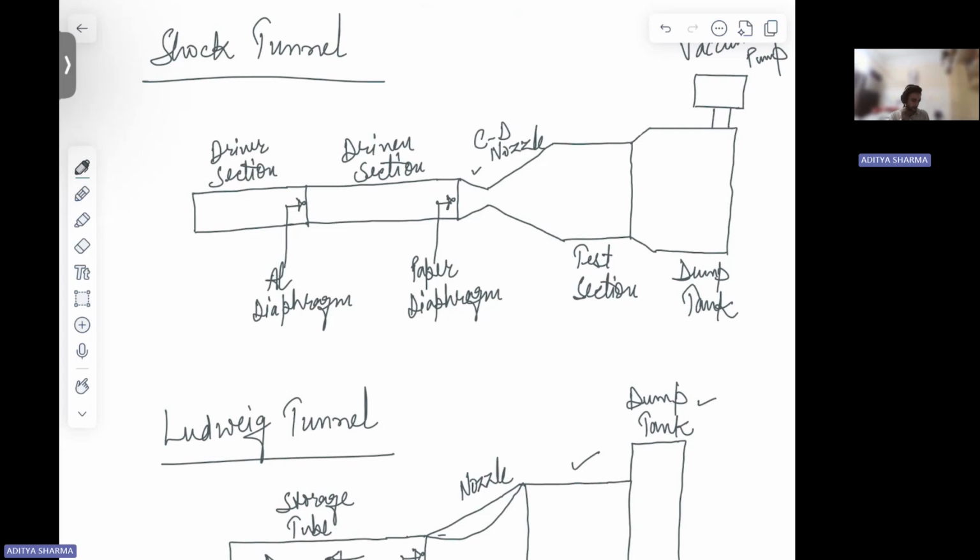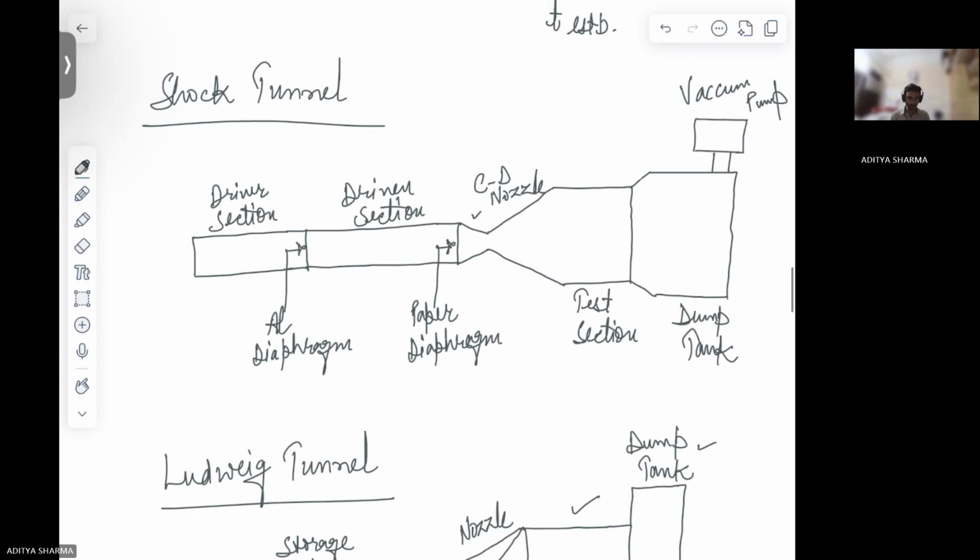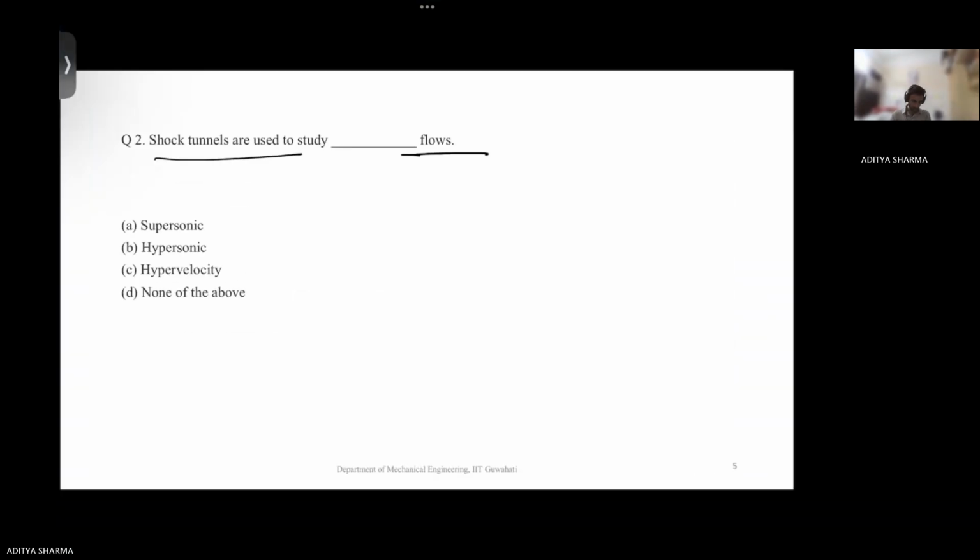So you pressurize the driver section, you burst the aluminum diaphragm, you get a shock. Then from here, your paper diaphragm bursts. Again, you get a shock. This travels in your test section and then goes to your dump tank. So this is your shock tunnel. So hypersonic flows.